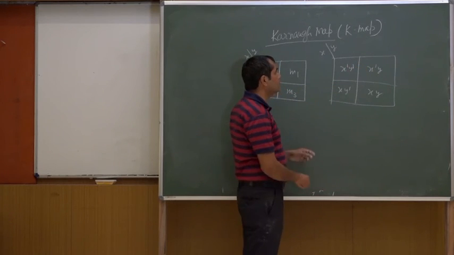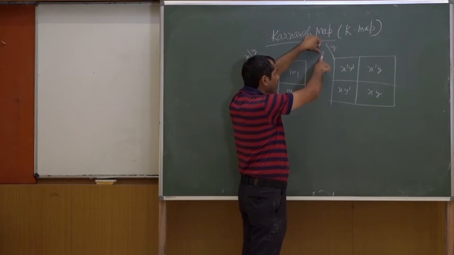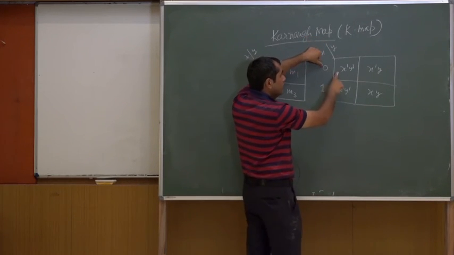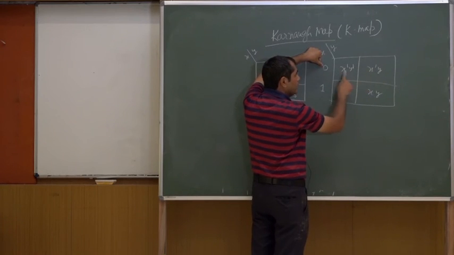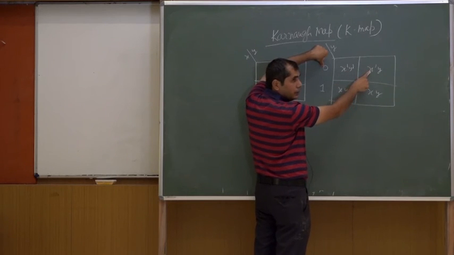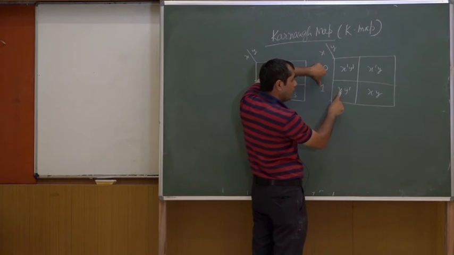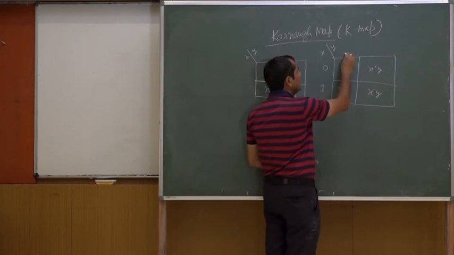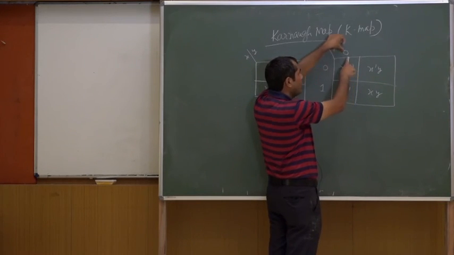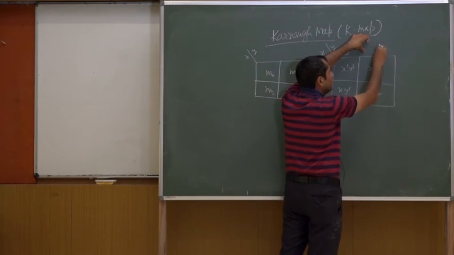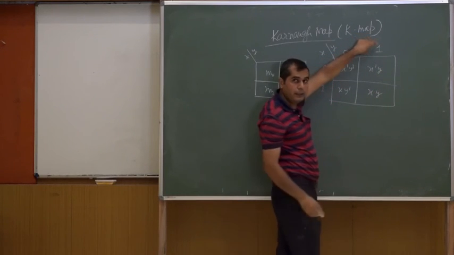What you see here is that for x, this row represents 0 and this one represents 1. Why is it so? Because you see that in this row, all x are the complement of x. Look here, x is 0, that means x bar, x bar, x bar. Here x is 1, that means all x are x, x. Similarly, if you look at the columns, here we have y equal to 0, because all y's are in complement form, y bar, y bar. For the second column, y is 1, and what you see here is y, y in the normal form.